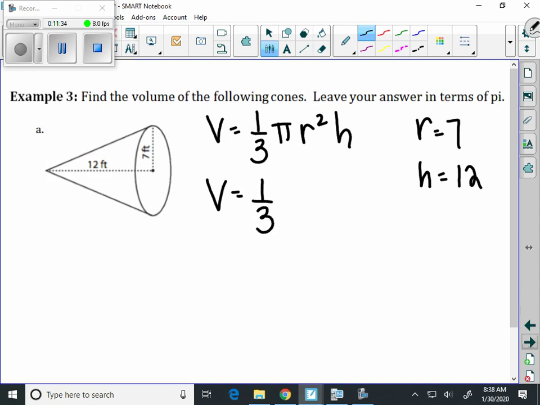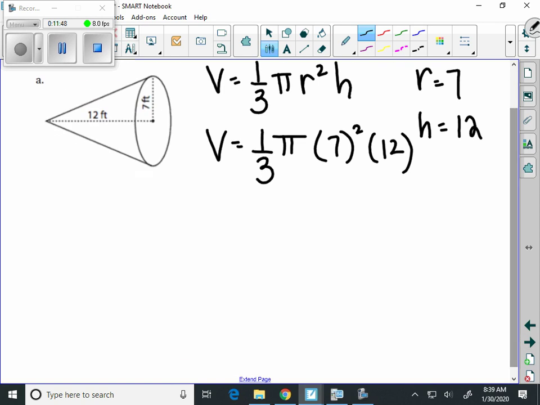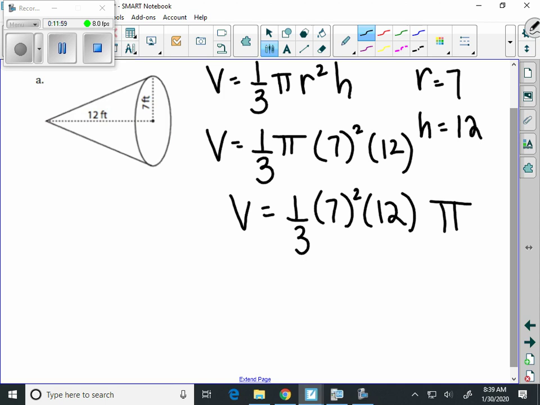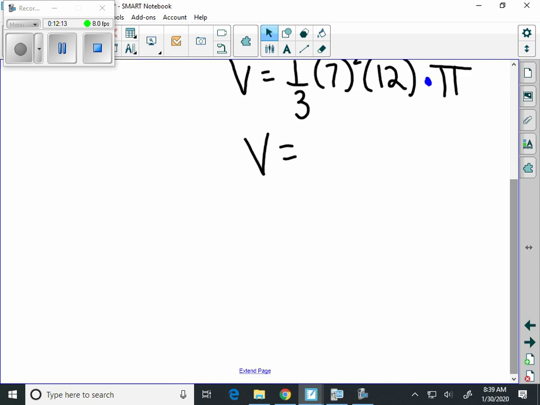It's 1/3 times pi. We're not going to multiply by pi this time. We want to leave pi as part of our answer. Times the radius squared, which is going to be 7 squared, times the height, which is 12. So when we're typing this in, I'm going to type in 1/3 times 7 squared times 12, and then I'm going to leave the pi. Typing in the numbers and leaving pi alone is going to give us our volume.